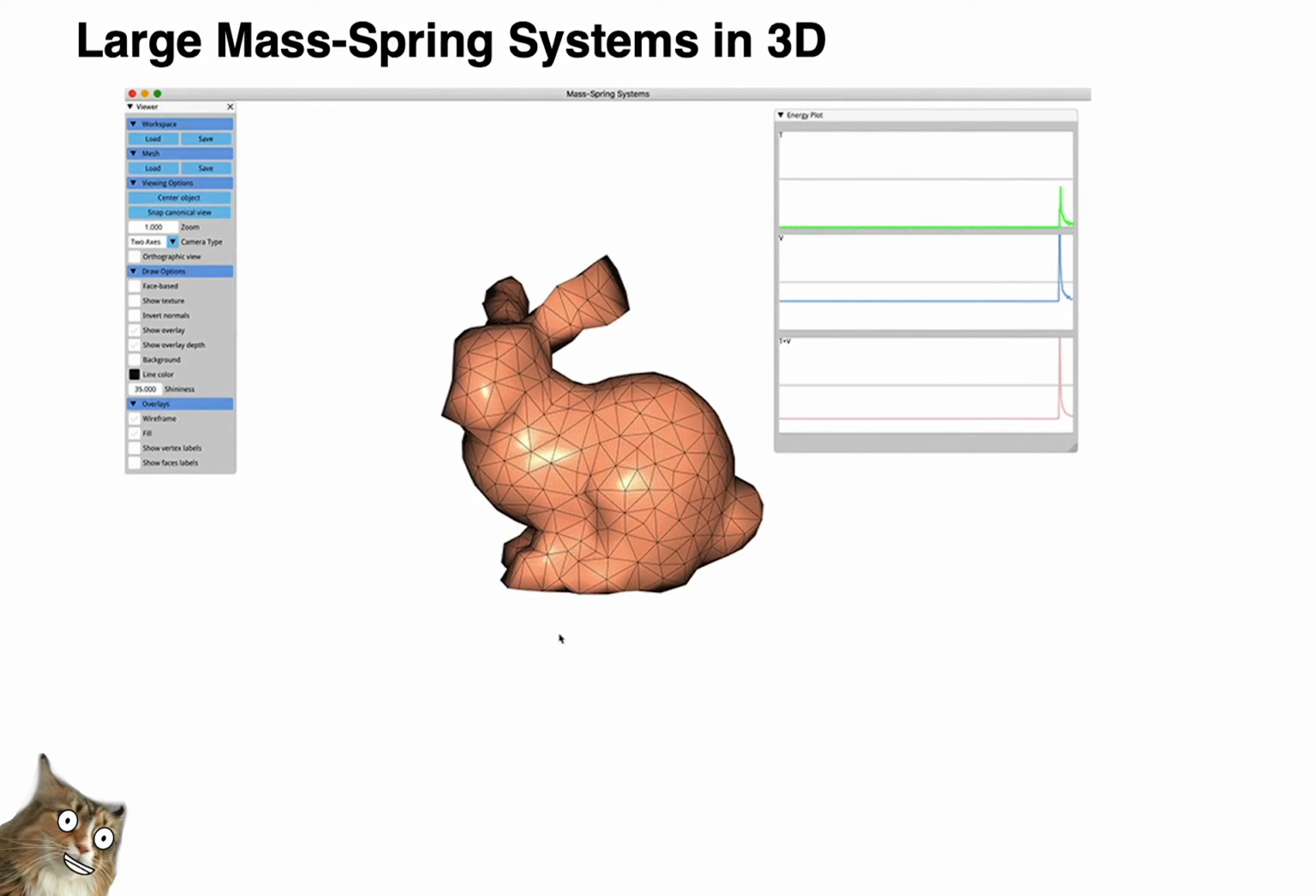We're going to represent our mass spring bunny as a collection of vertices connected by edges. We can use these geometric objects to represent physical masses and springs. Concretely, we will place a mass particle at each vertex of our bunny and a spring at each edge.